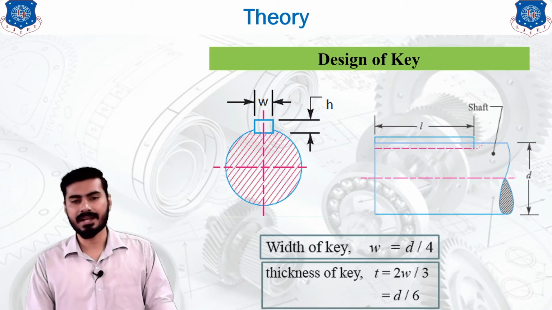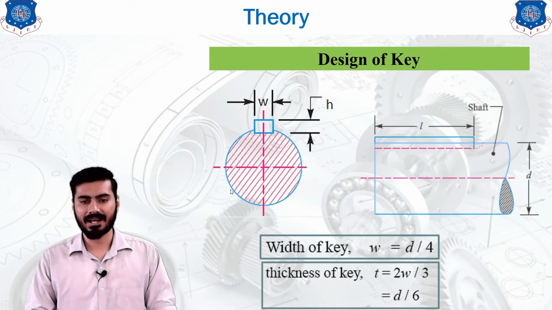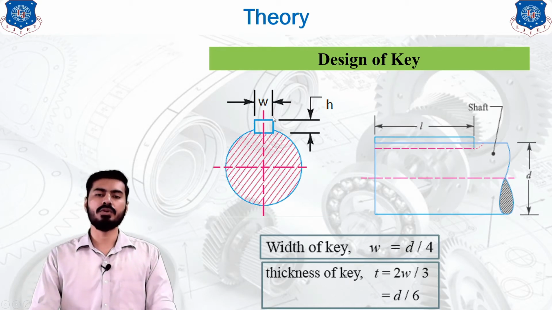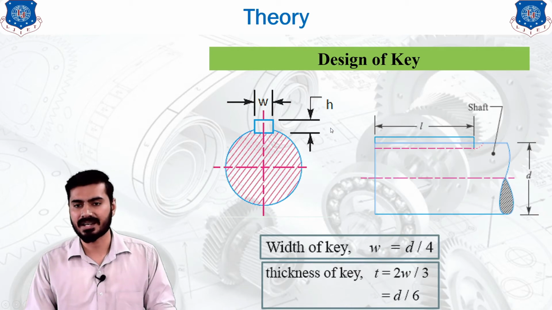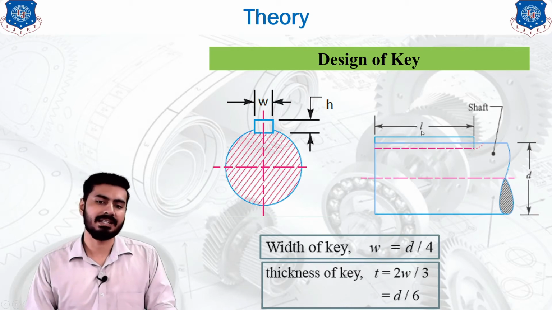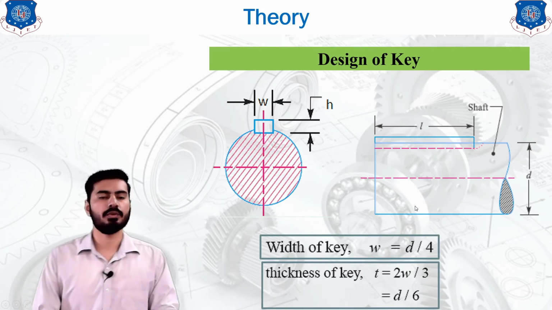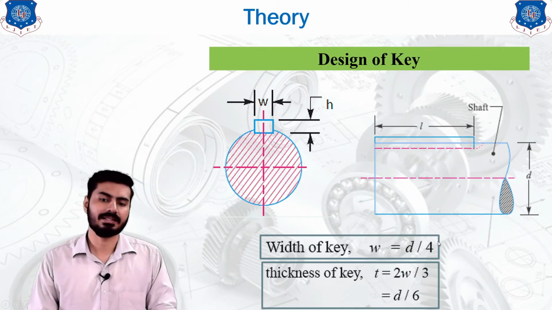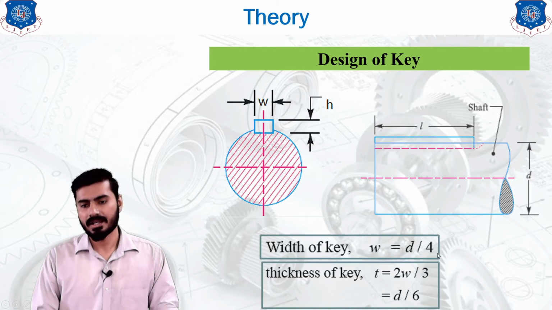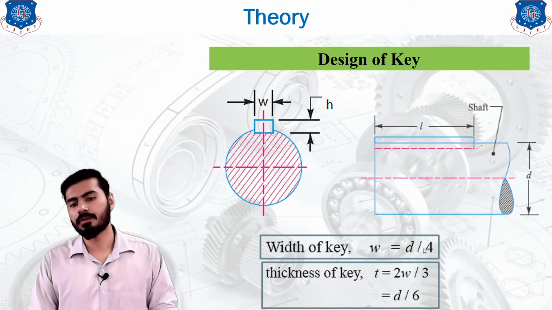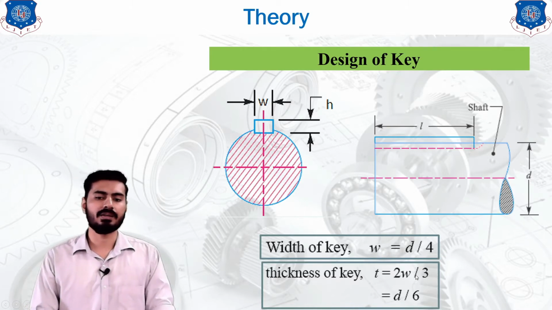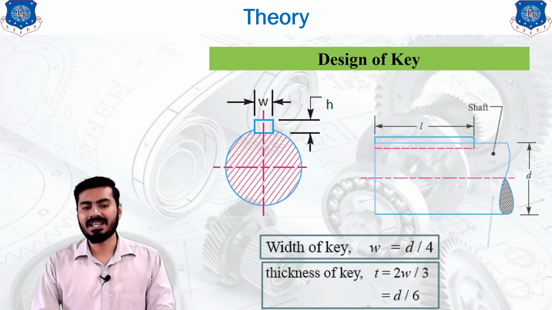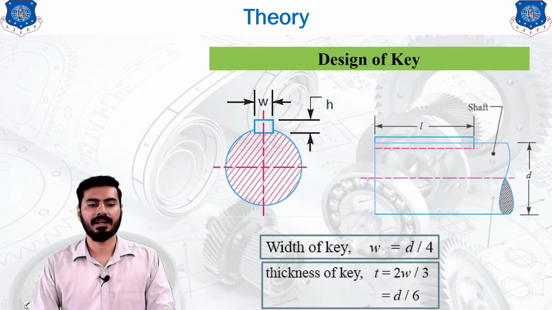As you can see on the screen, the key diagram is represented where the rectangular key with the width W and height H is shown, and the length of the key is L. If it is a rectangular key, then the proportions for rectangular keys were already discussed in the previous lecture, and that was W equals D by 4 and T equals D by 6. The height of the key can be written as T in this particular segment.